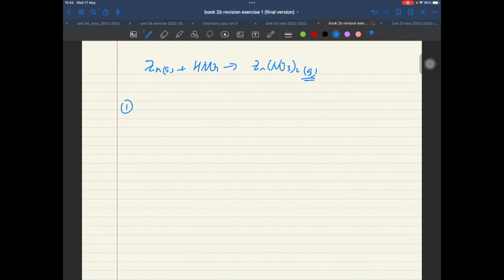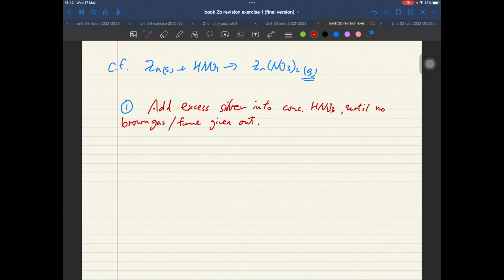So the first one is we must use excess metal: add excess silver metal into concentrated nitric acid until there is no further reaction, that is, no brown gas or brown fumes given out. The second one is we need to remove the unreacted silver by using filtration, and our target, silver nitrate, is in the filtrate, so we should collect the filtrate.